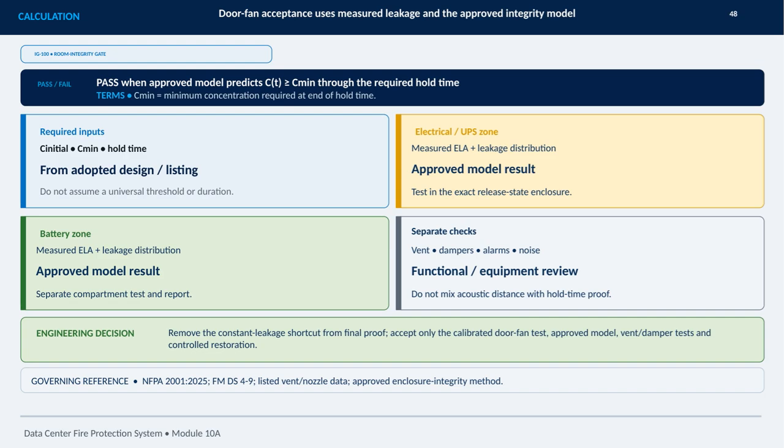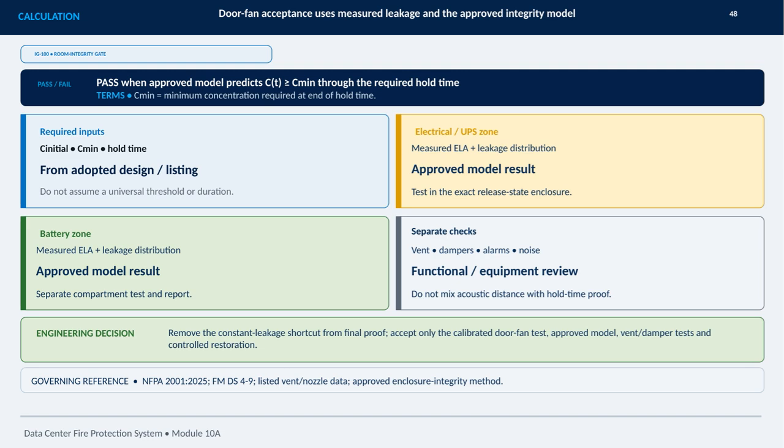The calculation requires the initial concentration, Cmin, hold time, measured equivalent leakage area, and the leakage distribution. The electrical or UPS zone and the battery zone must be evaluated separately, in the exact release state enclosures. Each compartment needs its own test and report, with the approved model result clearly documented. Separate functional checks also cover vents, dampers, alarms, and noise. These equipment reviews should not be confused with proof of agent hold time.